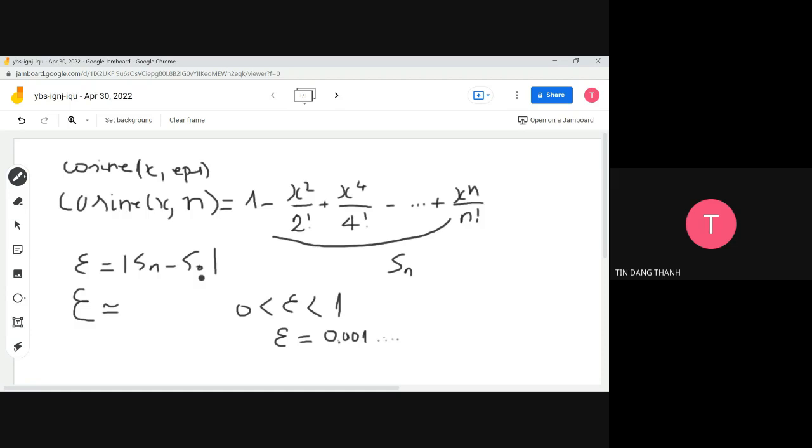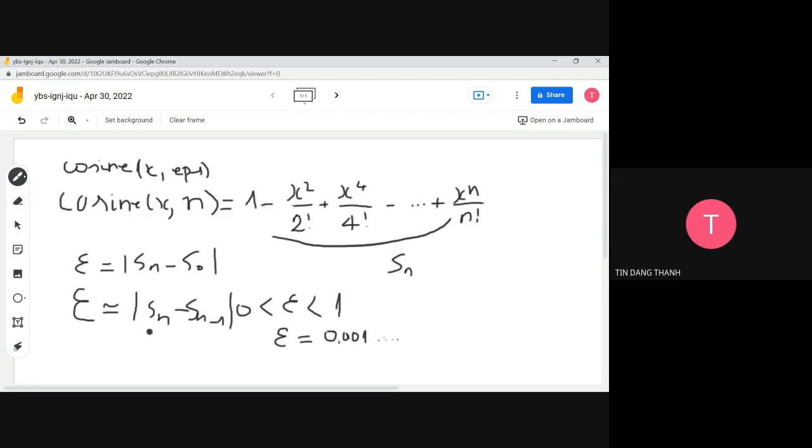Over here, when you study calculus 2, you can see that when you have n big enough, you can approximate epsilon by this. When you compare this one, in fact, when we have n big enough, you have this. With n big enough, you have this approximate value of the absolute error.